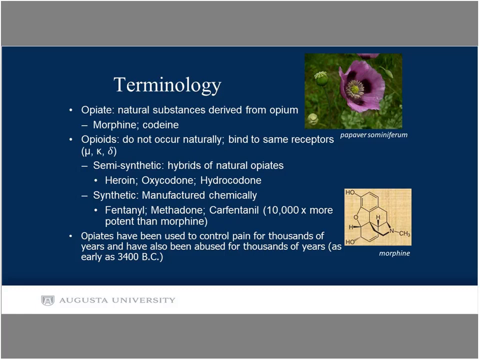And the reality is that opiates have been around and have been used to control pain for thousands of years, and actually date back to as far as 3400 BC. And we'll look at that in a little more detail when we look at the history in just a couple of minutes.